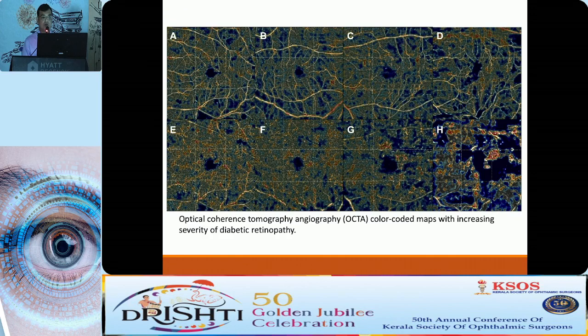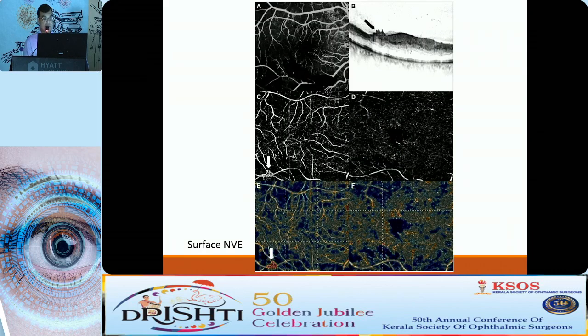This is the OCTA of progression, showing how the diabetic retinopathy is progressing. You can see the CNP, capillary non-perfusion areas, are increasing, which can be very nicely delineated on the OCTA. This is the image in the left lower corner. Surface NV is seen. So NV, an abnormal capillary network, can be easily seen.